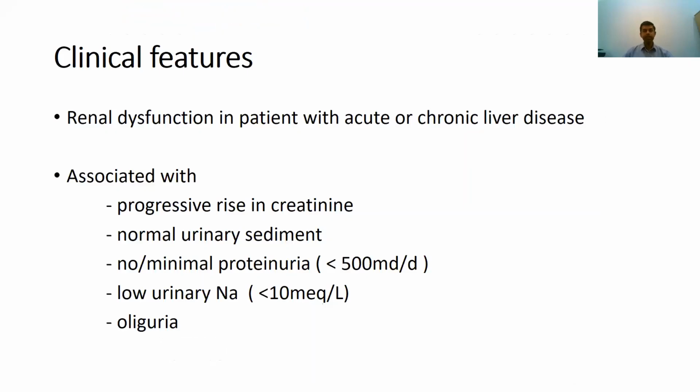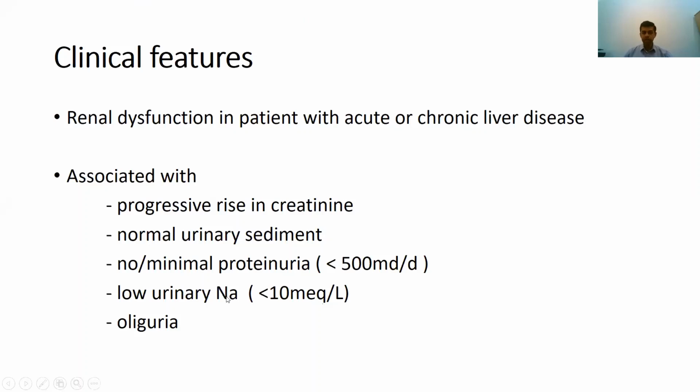In the clinical features, this is a renal dysfunction in patients with liver cell disease as we discussed. These patients have progressive rise in creatinine. However, what is very important is when you do a urine full report, the urine sediment will be bland. That is, there should not be any significant red cells. And sometimes you can have a little bit of protein, but you should not be having an active urinary sediment.